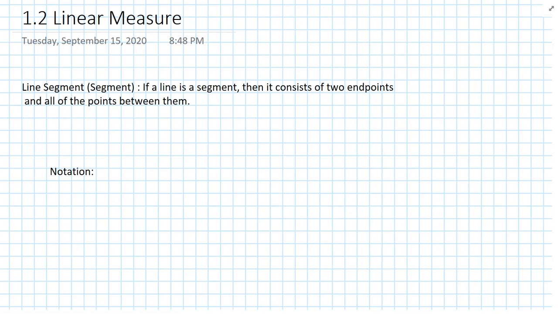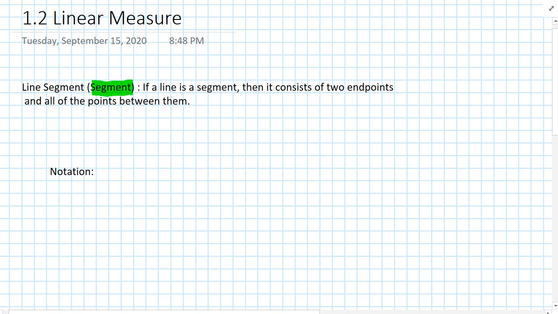This is Miss Clark with 1.2 linear measure. We're going to start here with a definition. Hopefully you've seen this definition before in your vocab. We're going to go over it again. This is the definition of a line segment, which most of the time we just refer to as a segment.